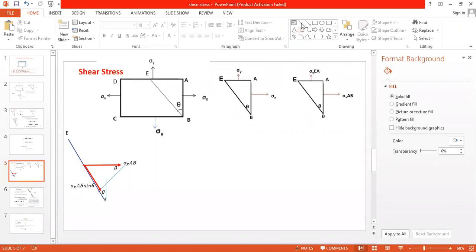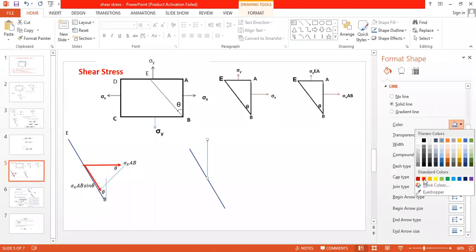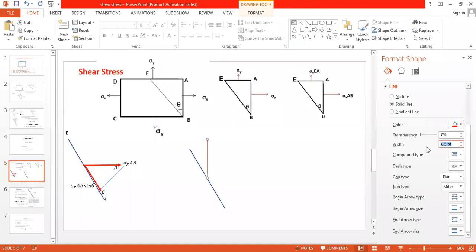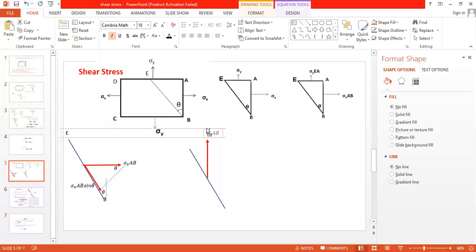Now for the second tangential force, I will take this plane again. Now you have a vertical component, and what is the magnitude of that vertical component? It is sigma y AE, right? Sigma y AE. Have you got this?